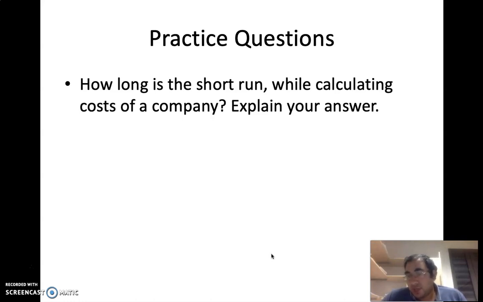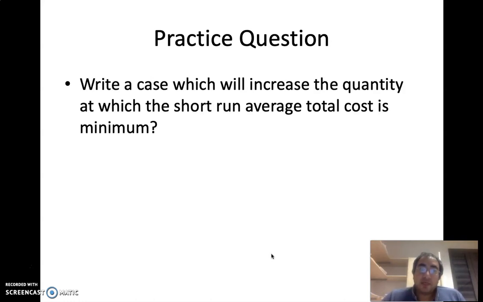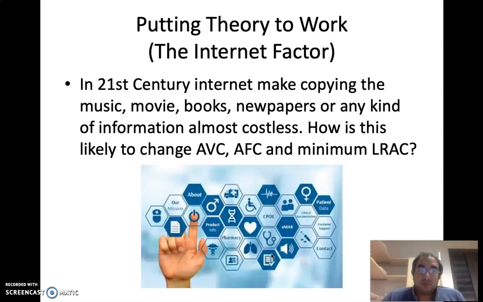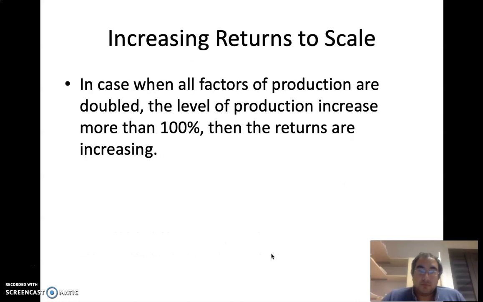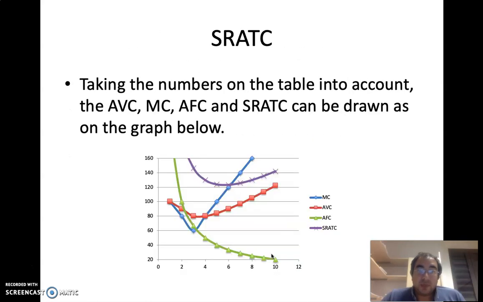Write a case which will increase the quantity at which the short run average total cost is minimum. Well, one case would be if you keep everything constant but push this short run average total cost curve up. In that case, of course, the intersection of this short run average total cost curve with the marginal cost curve will also be at a higher point.